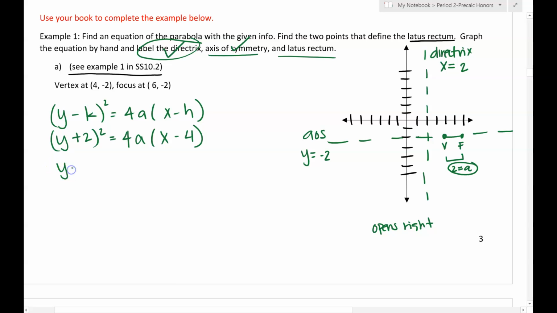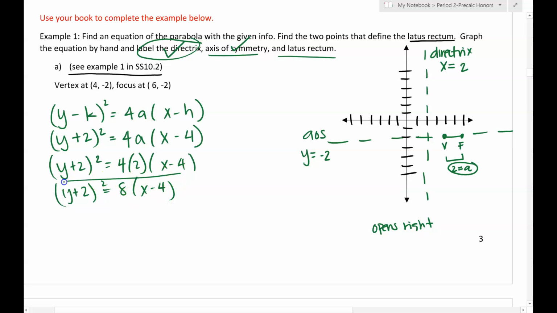So what do we have? We get y plus 2 quantity squared equals 4 times 2 times x minus 4. So we are ready to finalize our equation, and that's 8 times x minus 4. Let's box that up. Now, what is 8? 8 represents the total length of the latus rectum, okay? So the latus rectum length is 8 units.